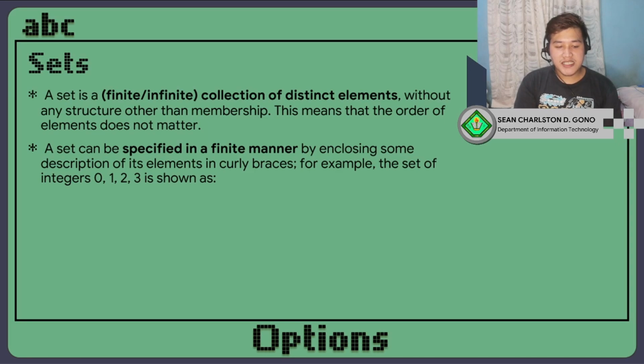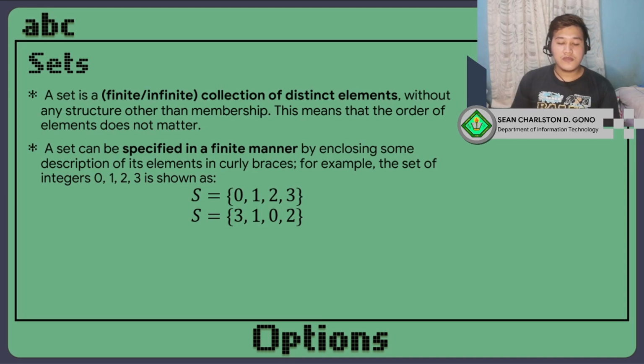A set can be specified in a finite manner by enclosing some description of its elements in curly brackets. For example, the set of integers 0, 1, 2, and 3 is shown like this: set equals curly bracket 0, 1, 2, 3. We can also rearrange these numbers if you want to, just like this. It can be 3, 1, 0, 2. Because again, the order of the elements does not matter. As long as all said numbers are inside the set, it is still called a set.